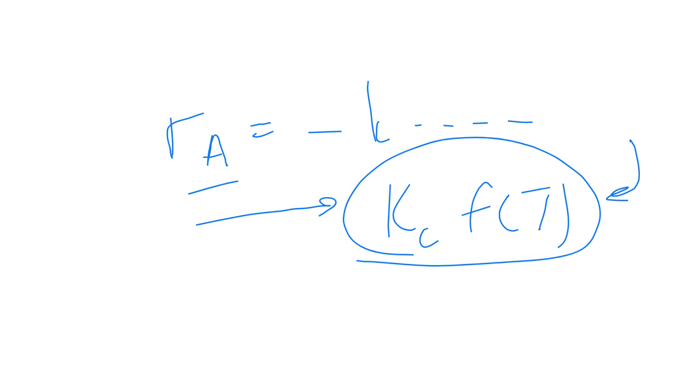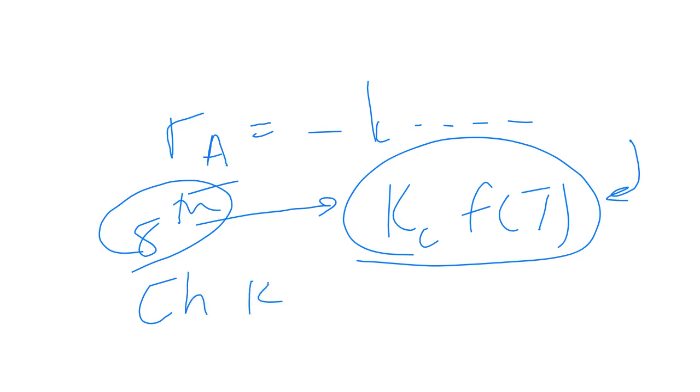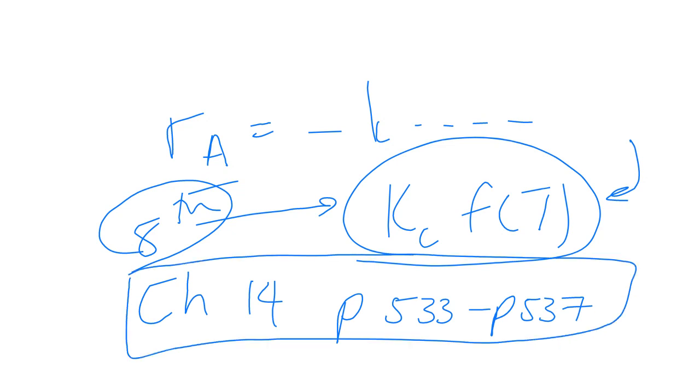So also to note, let me just write it out. This is the 8th edition, chapter 14, and if you need to look it up in the index in other editions, it's the temperature dependence of Kc. The page numbers are page 533 to page 537. So it gives that full expansion.